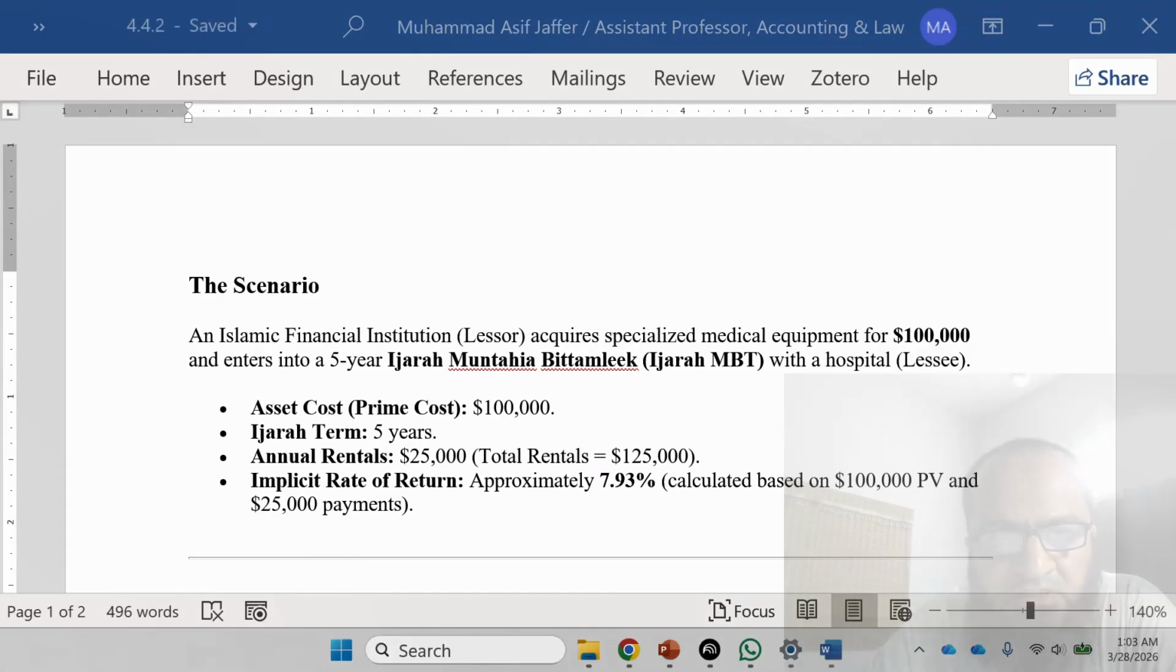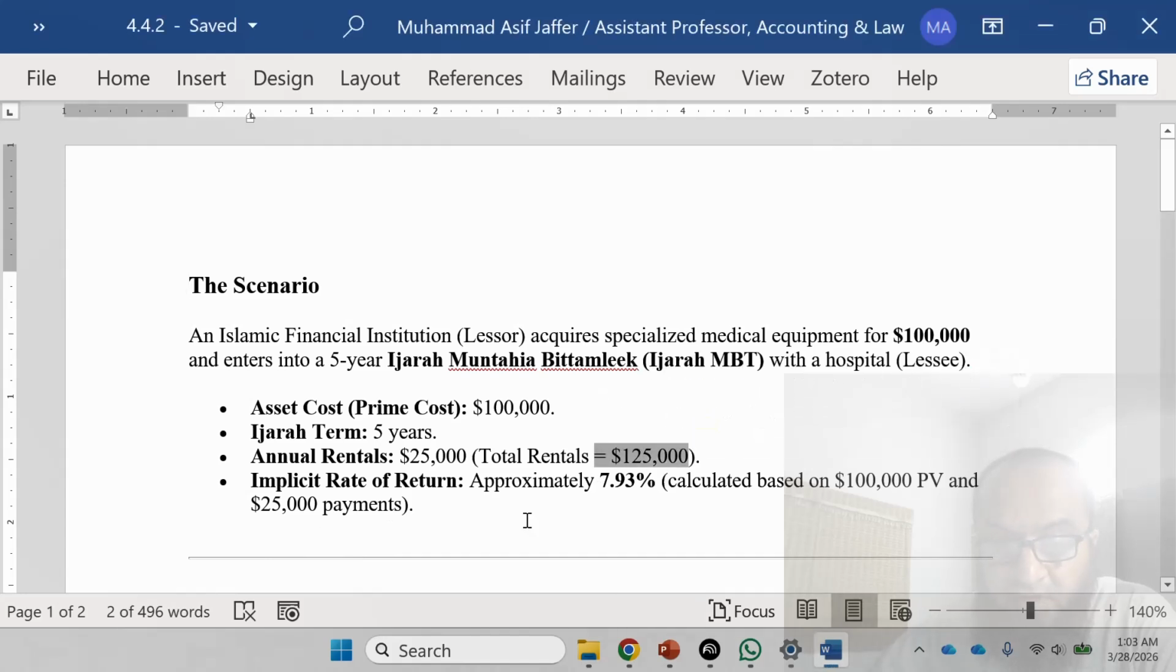Assalamu alaikum friends. So here is the scenario to reflect on the treatment by the lessee. An Islamic financial institution acquires specialized medical equipment for $100,000 and enters into a 5-year Ijarah Muntahia Bittamleek with a hospital lessee. So the cost of the asset is known, 100,000. This is the fair value of the asset. The Ijara term is 5 years. Annual rental is agreed as 25,000. So 5 years into 25,000 is 125,000. This is the total liability.